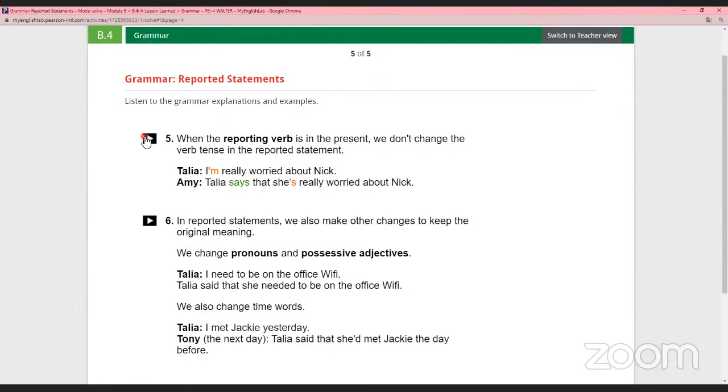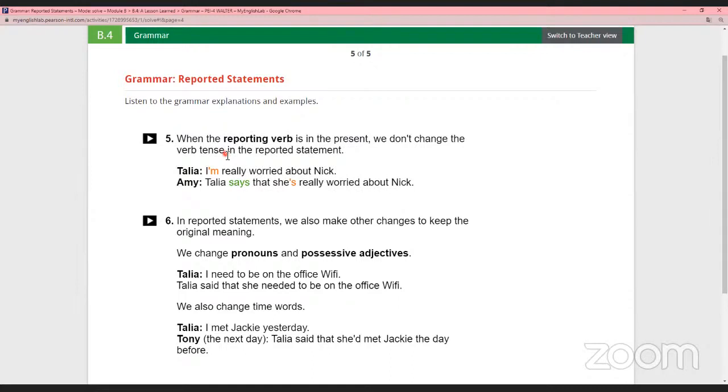Okay, let's continue with point number 5. When the reporting verb is in the present, we don't change the verb tense in the reported statement. So, I'm really worried about Nick. The reporting verb is in present, right? Talia says that she's really worried about Nick. And this happens when what you are going to report just happened in that moment, or it's happening right now, maybe. No, it's not happening right now, but it just happened, right?